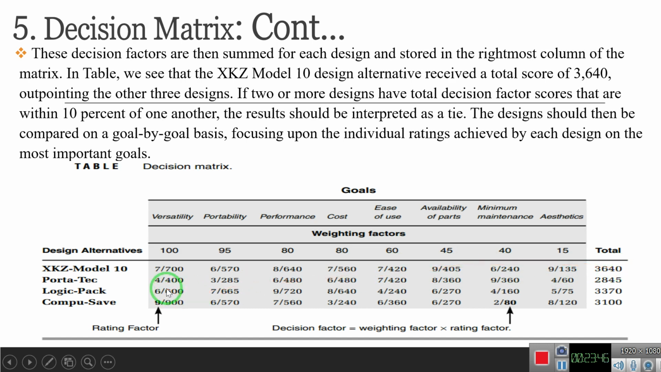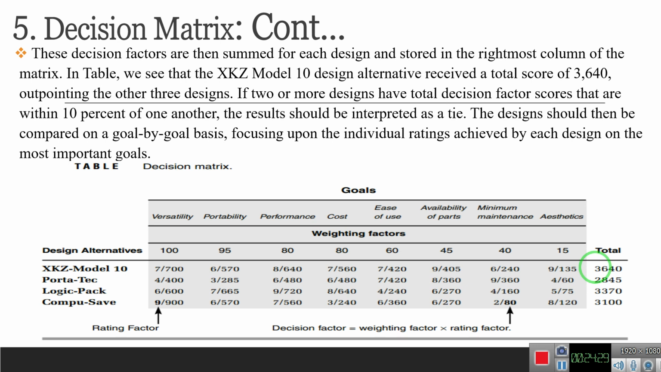Now with another alternative design, same procedure, we got this: 400, 285, 480, 480, 420, 360, 360, 60. 2845. Okay. Another alternative design, we got 3370. Another alternative design, we got a total of 3100. So which is the best one now? The first one. Which got the best score for the decision matrix? The first one, 3640. From where are we getting it? From the first example, right? Where we give the percentages. So these are the different alternatives and we get the final decision matrix like this with different alternatives. Okay. So this is how we go for the decision.